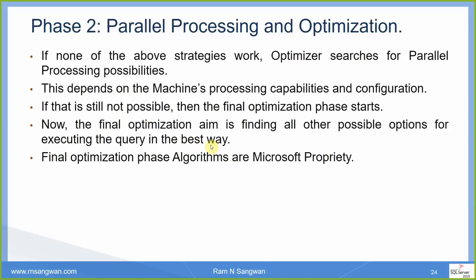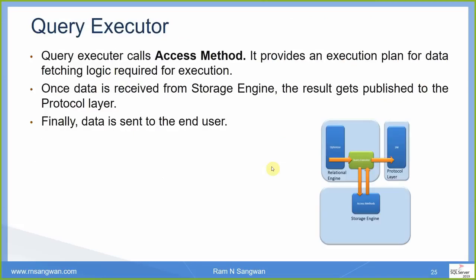If both of these above strategies fail, then it will go into the next phase, that is phase 2, parallel processing and optimization. If none of these strategies work, the optimizer searches for parallel processing possibilities. This depends on the machine's processing capabilities and configurations. If that is still not possible, then the final optimization phase starts. Now, the final optimization aims to find all other possible options for executing the query in the best way. And the final optimization phase algorithms are Microsoft proprietary. They are not disclosed, as I said.